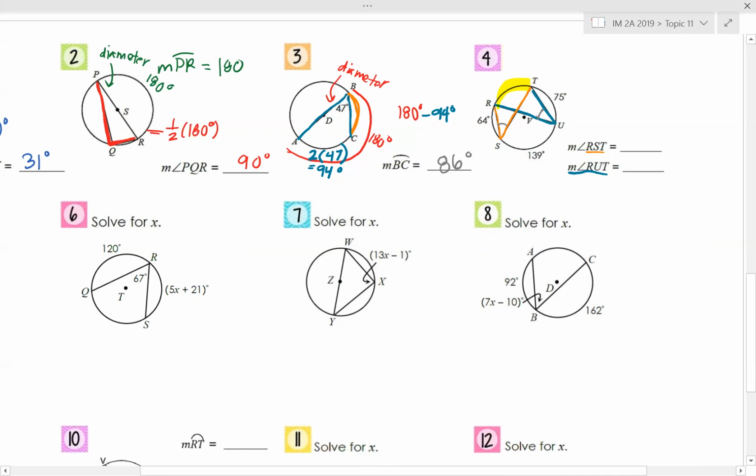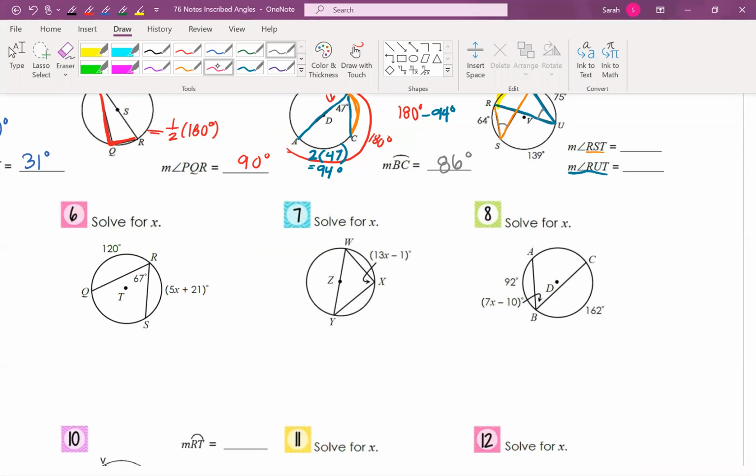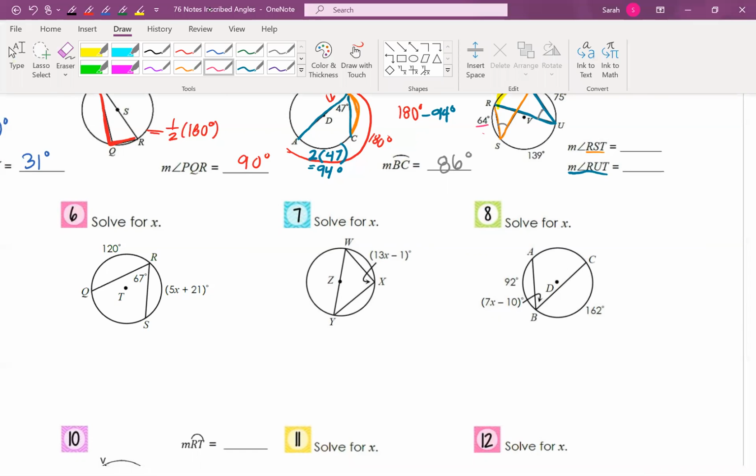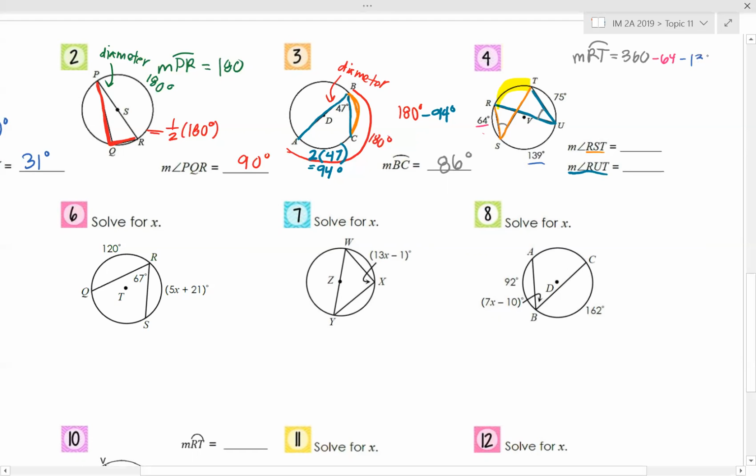Notice that they give us all the degree measures around the circle. So if I want to find the measure of arc RT, all I have to do is take 360 and subtract these values. So if I subtract 64 and I subtract 139 and I subtract 75, that gives us that the measure of arc RT is 82 degrees.